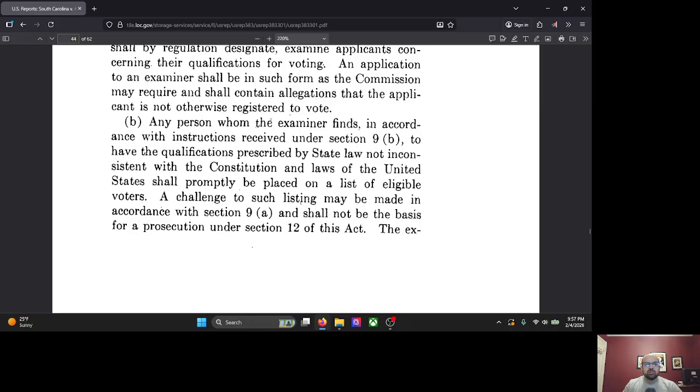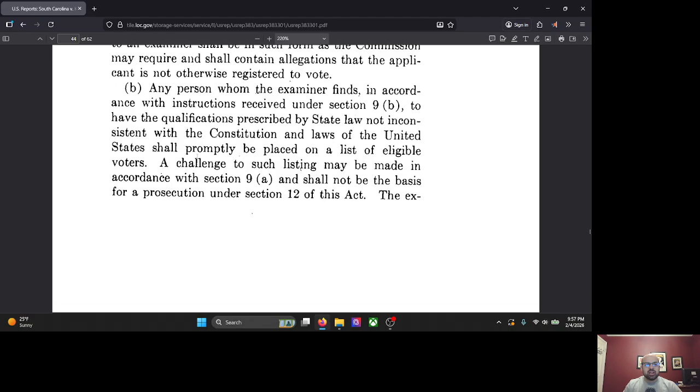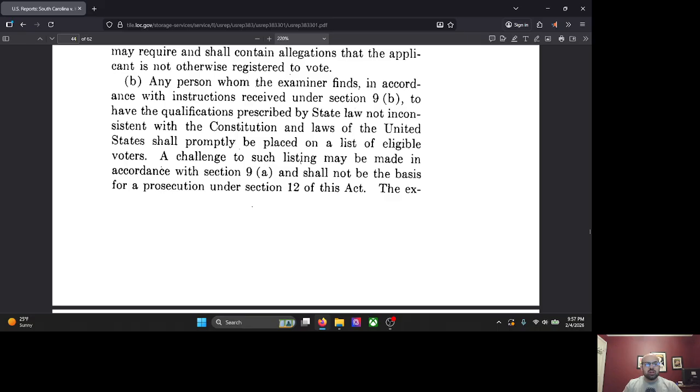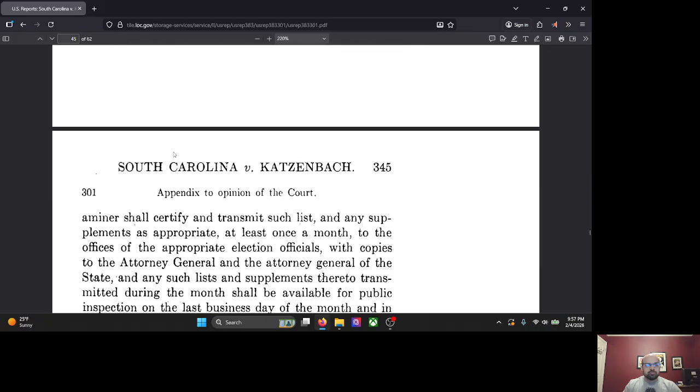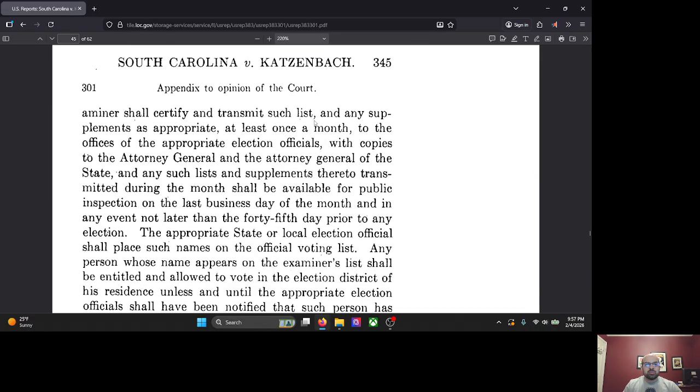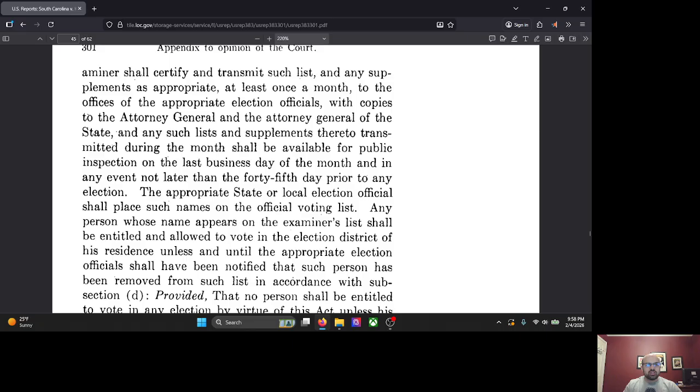B. Any person whom the examiner finds, in accordance with instructions received under Section 9B, to have the qualifications prescribed by state law not inconsistent with the Constitution and laws of the United States, shall promptly be placed on a list of eligible voters. A challenge to such listing may be made in accordance with Section 9A, and shall not be the basis for a prosecution under Section 12 of this Act. The examiner shall certify and transmit such list and any supplements as appropriate at least once a month to the offices of the appropriate election officials, with copies to the Attorney General and the Attorney General of the state.